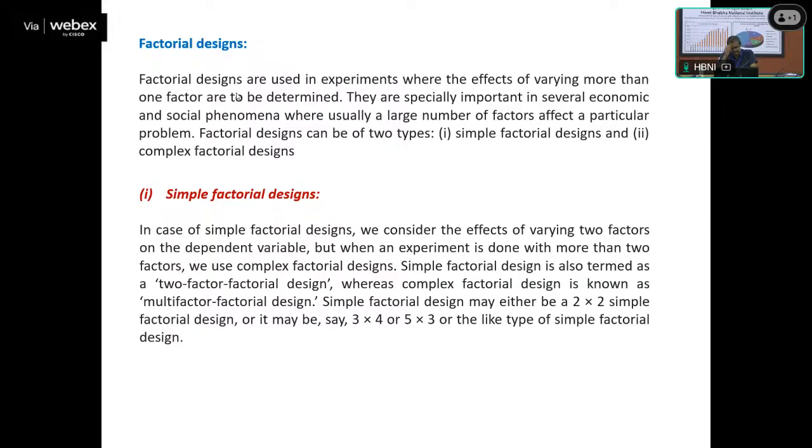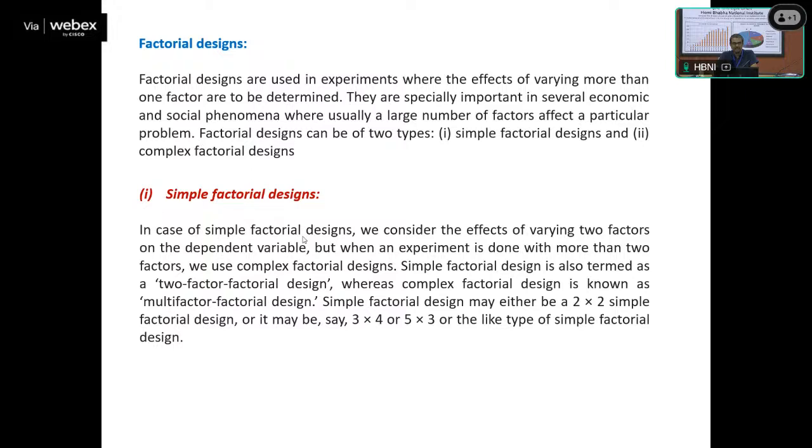Factorial designs are used in experiments where the effects of varying more than one factor are to be determined. They are specifically important in several economic and social phenomena. As you can understand, factorial design is the most advanced design, but it's more important in several economic and social phenomena where usually a large number of factors affect a particular problem. Factorial design can be of two types, simple factorial design and complex factorial design. So we start with simple factorial design.